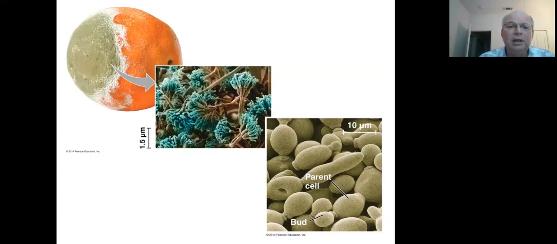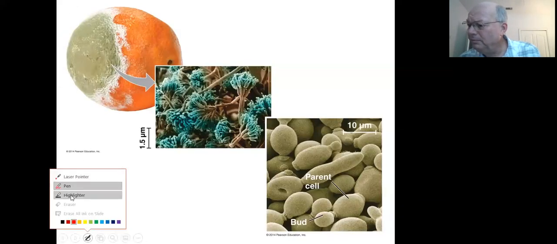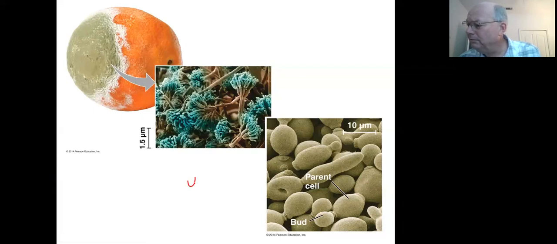So here you can see a couple of fungi that are reproducing asexually. This is actually yeast. And so you can see that the yeasts are budding off. And in fact, I might as well mention this now. What this is, you can see the bud here.